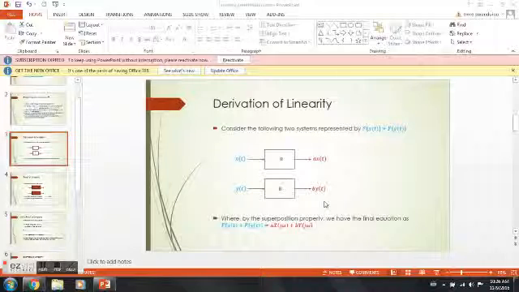The derivation of linearity. Consider the following two systems represented by F{x(t)} plus F{y(t)}. Now, as you can see, you have x(t) times a, which becomes ax(t), and you have y(t) times b, which becomes by(t). Now, in linearity, a and b are constants that can be represented by any number. They don't directly affect the Fourier transform at all.